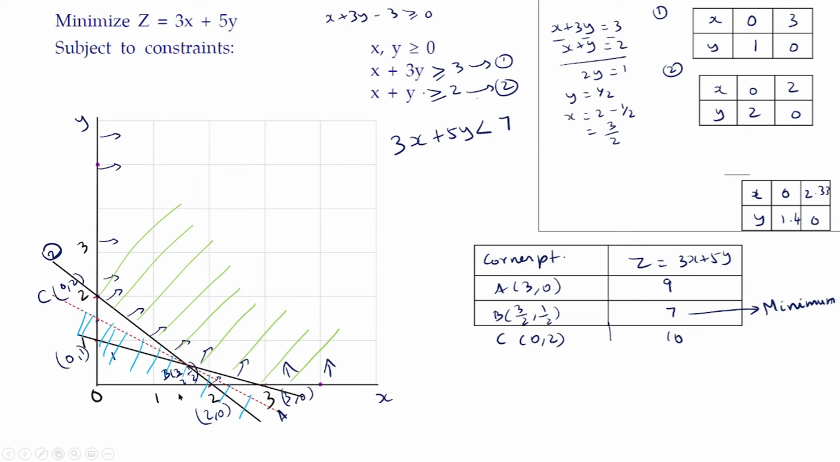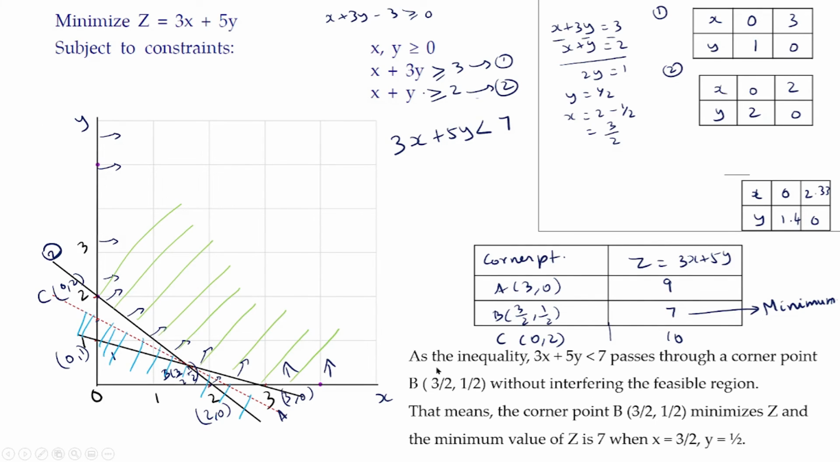Now here we can see that the region corresponding to 3x plus 5y less than 7, it passes through this corner point B (3/2, 1/2), and it does not interfere with the feasible region. So this corner point B, it minimizes z. So if this line passes through the corner point without interfering with the feasible region, then it means the given linear programming problem has an optimal solution, and the corresponding corner point will minimize z in this case.